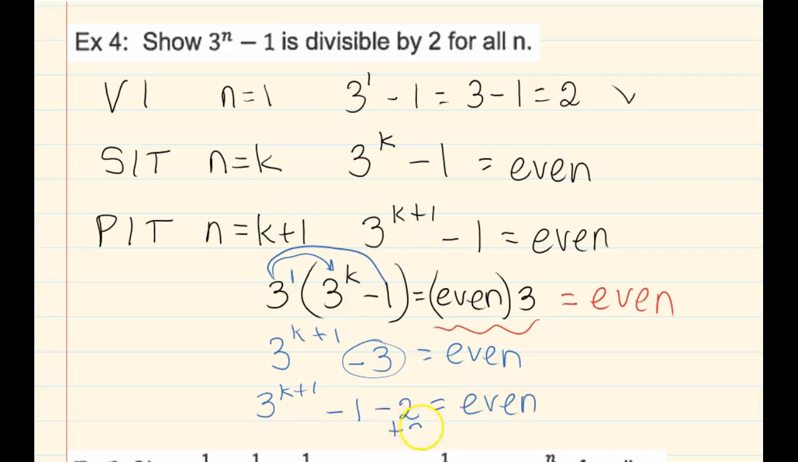We're going to add 2 to both sides. Notice on this side, we're going to get an even number, because an even number plus an even number is even. So that's gone. And notice we have what we were looking for, that 3 to the k plus 1 minus 1 is an even number. So therefore we have proven that 3 to the n minus 1 is divisible by 2 for all numbers of n.